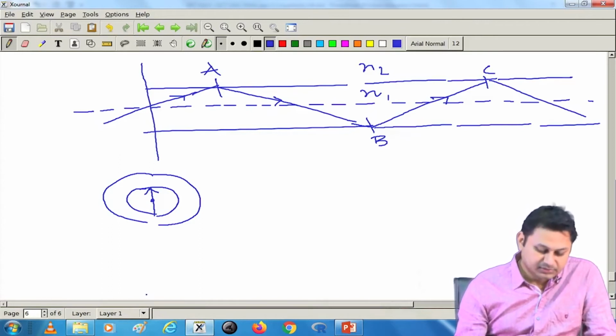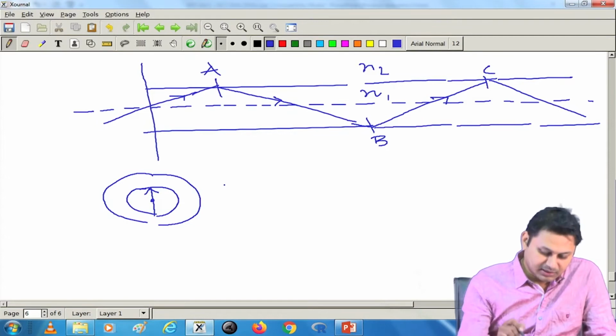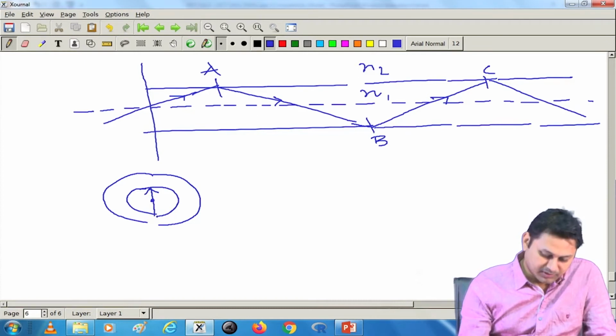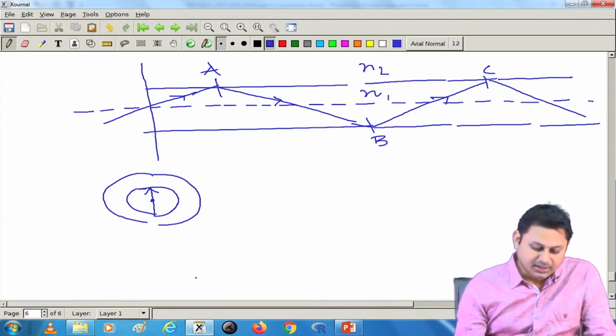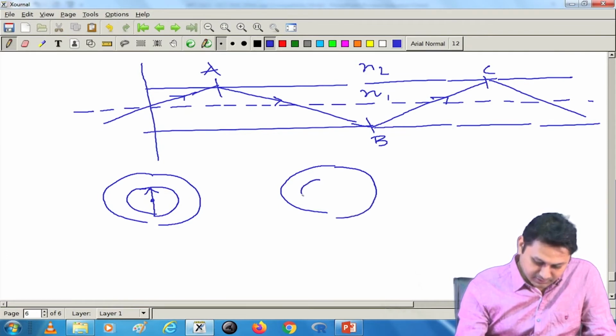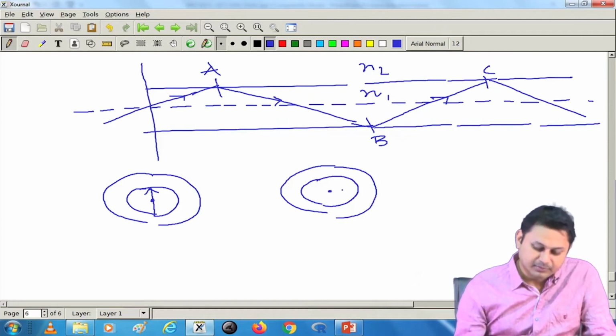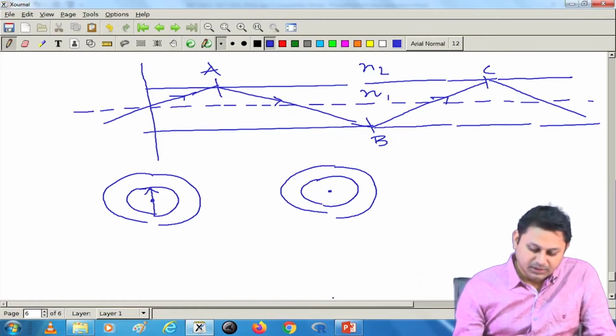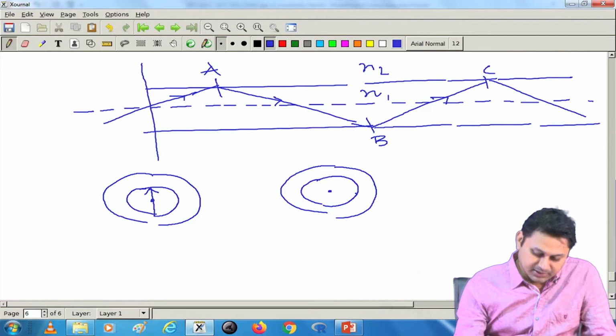This is one kind of ray, which undergoes total internal reflection every time at the core and cladding boundary and gradually propagates. On the other hand, there is a possibility, so this is again a fiber structure, this is my axis point, and the axis is now perpendicular to this plane, and there is a possibility that the light will not cross this axis.